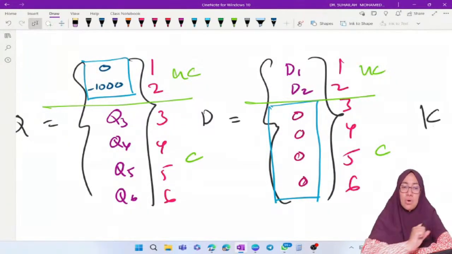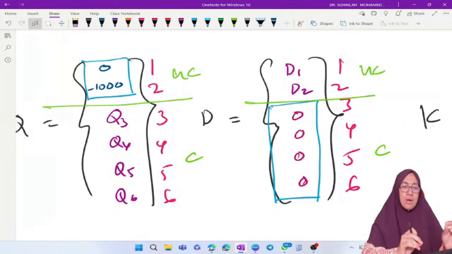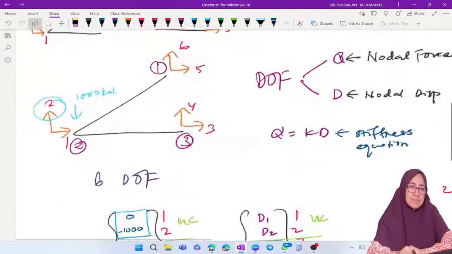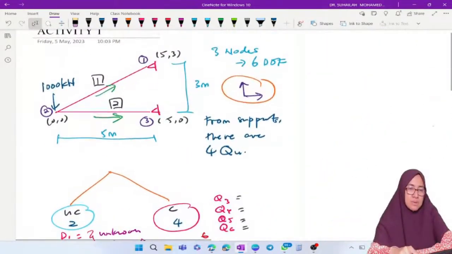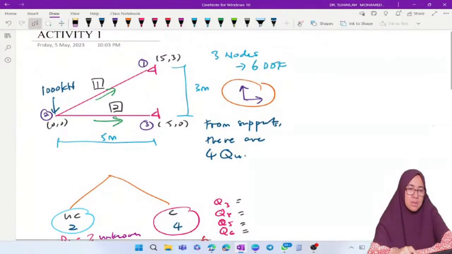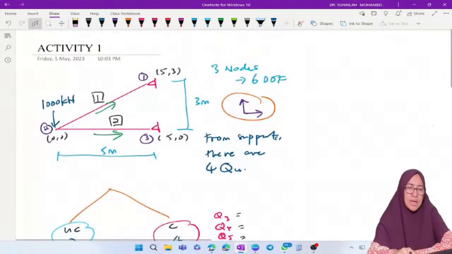Only if you can label like this can you proceed to the next stage. If you cannot fill this in correctly, you cannot solve for the unknown displacement and unknown reaction. You have to be able to label all this. Okay, clear about this?